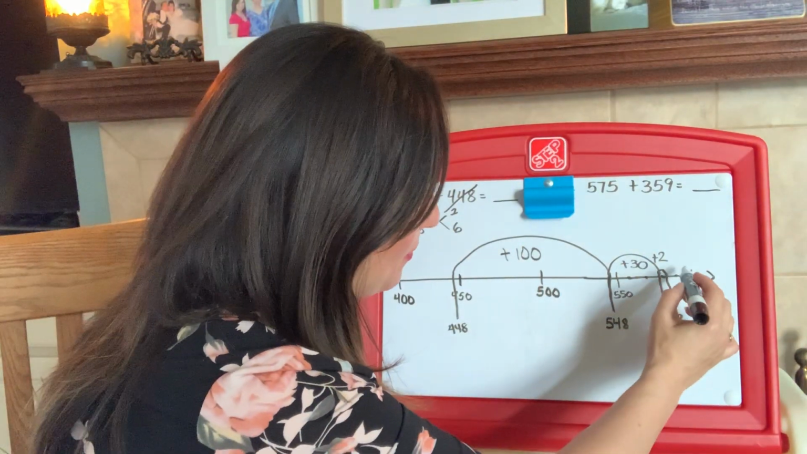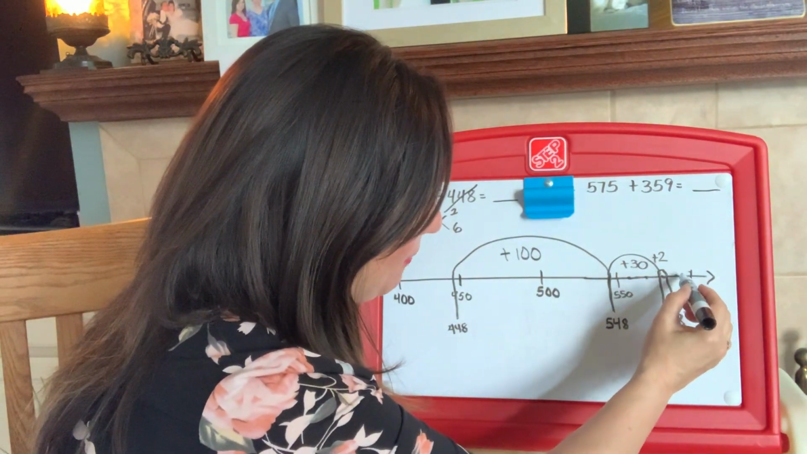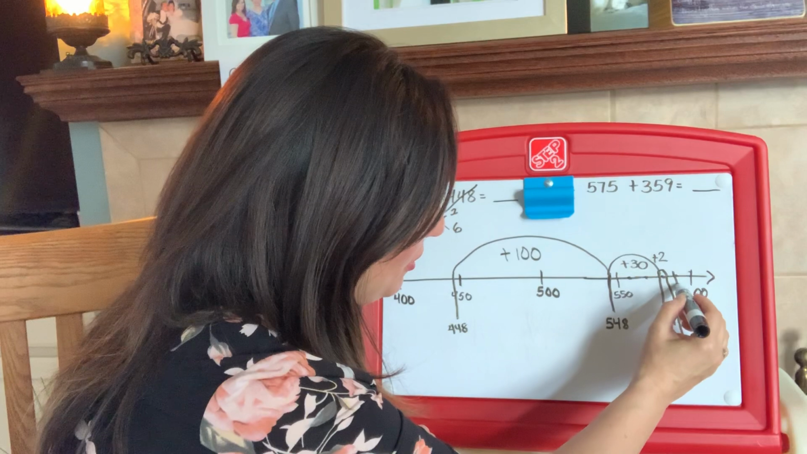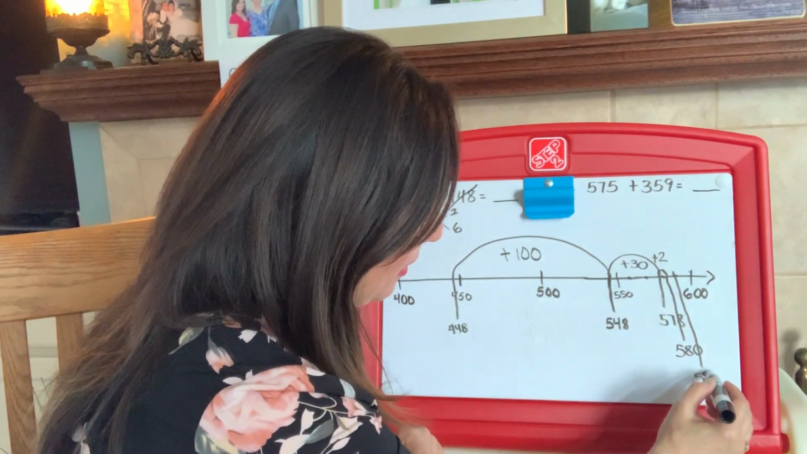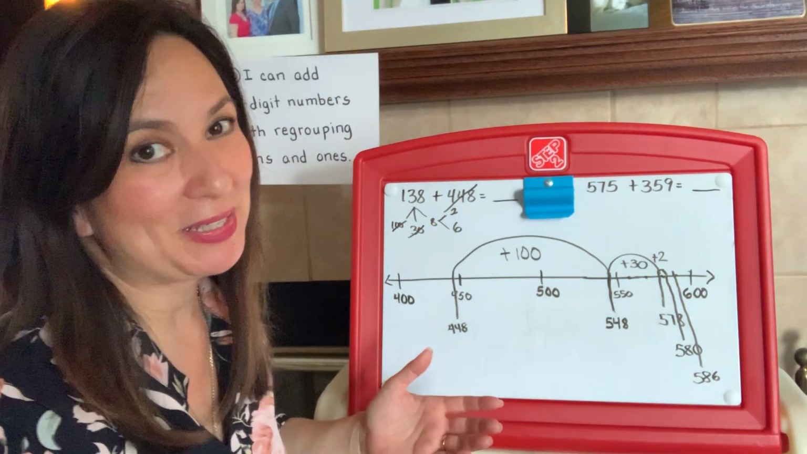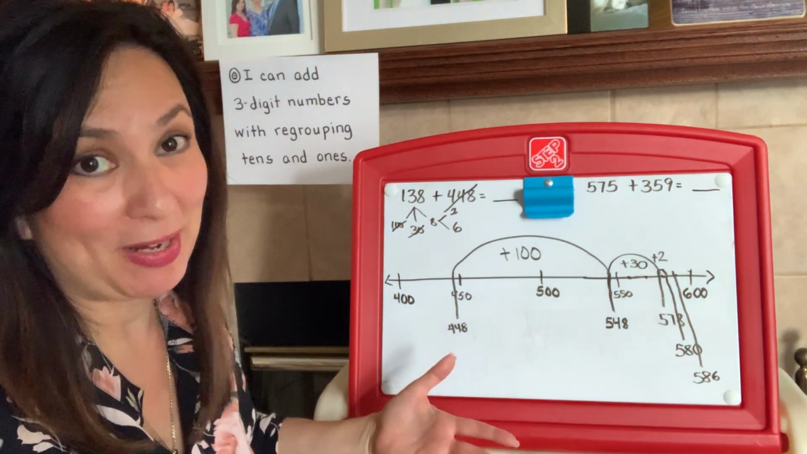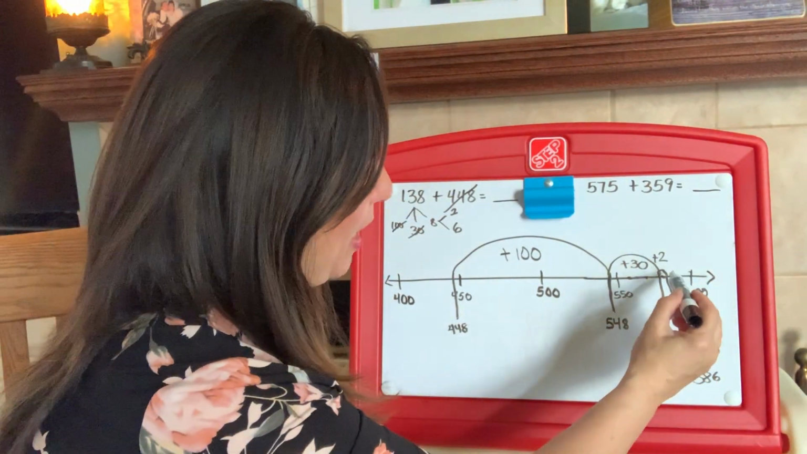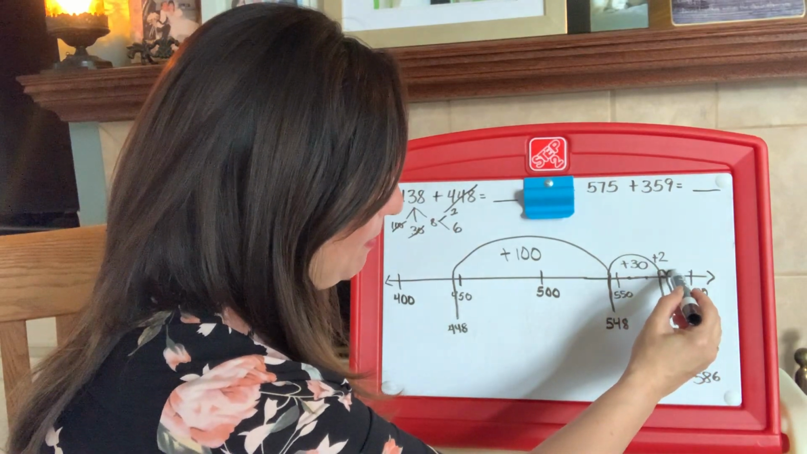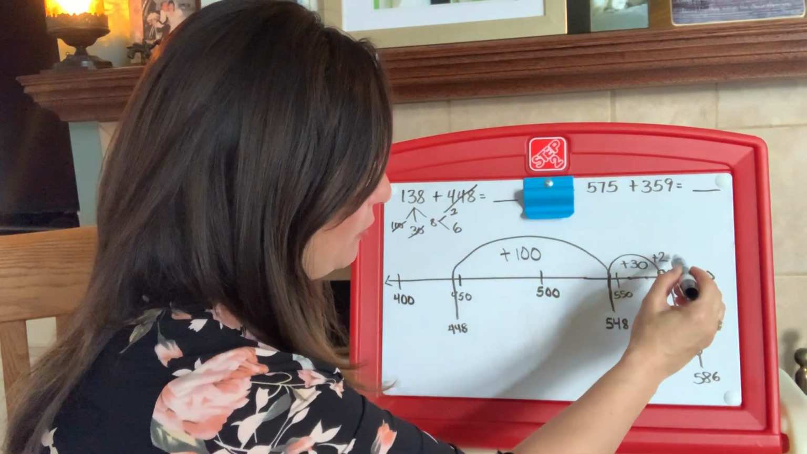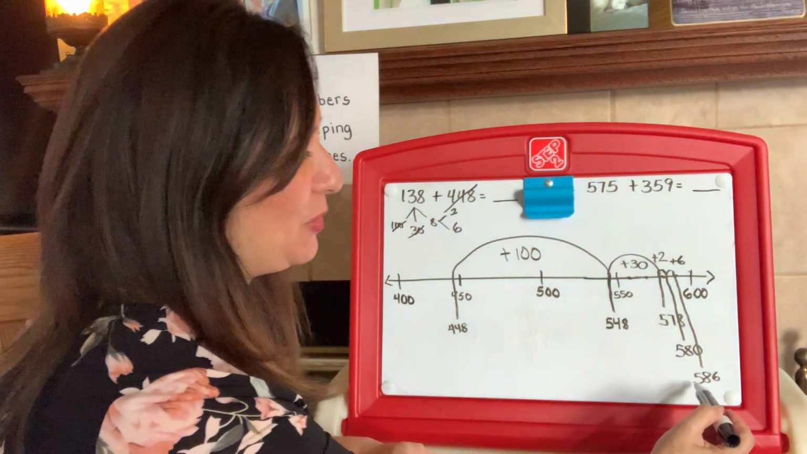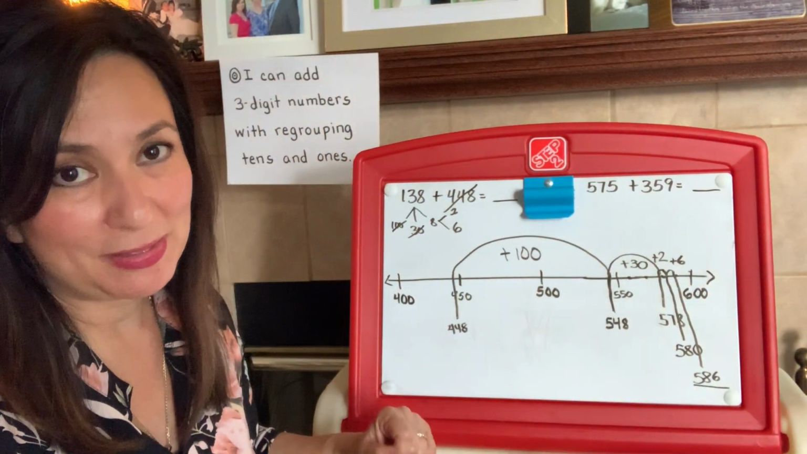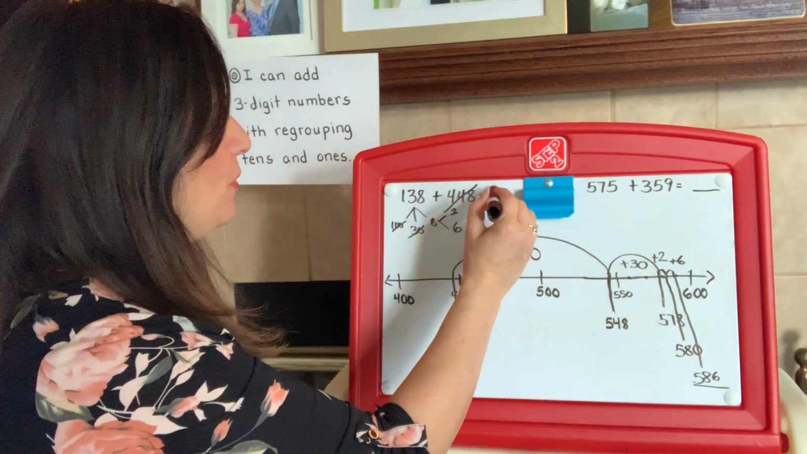So now, if this is 580 and this is 590, 586 would be about here. It's getting a little tight for me, but it will be easier for you when you're working with a paper and a pencil. So I'm going to then draw my jump. I've already positioned it. I'll draw my jump and I'll label it plus 6. My total or my sum is 586. I'm going to write it in here.